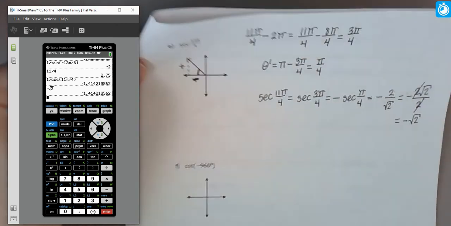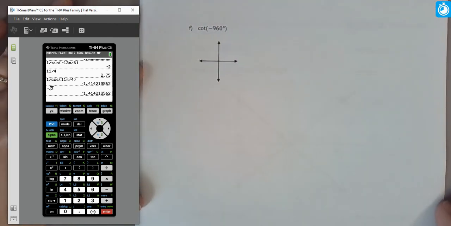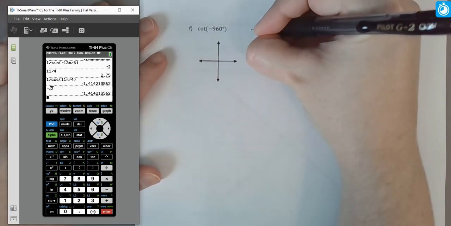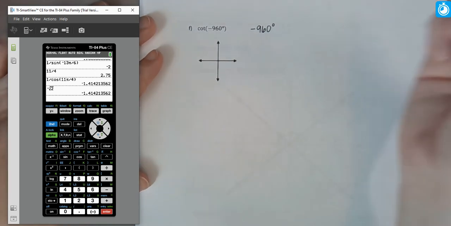Okay, let's do one final one. We haven't done a cotangent, so let's do a cotangent. So we're back in degrees. We have a negative degree measure, so we know we're going to have to find our coterminal angle by rotating in the positive direction. So negative 960 degrees. Now how many are we going to have to rotate? How many times?